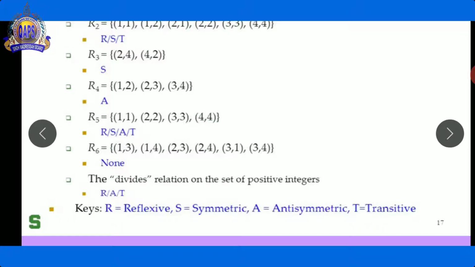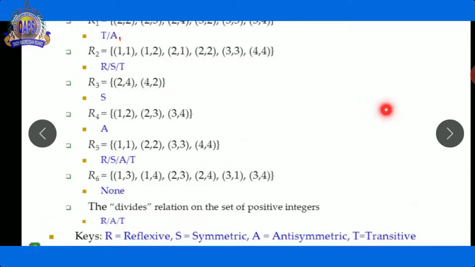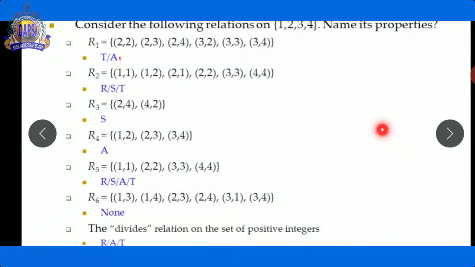Every ordered pair has elements equal to each other. Let's suppose we take this ordered pair, so the elements of this ordered pair are equal to each other. If we choose this ordered pair, we see here the elements of this ordered pair are also equal. So that's why all four properties of the relation are satisfied.